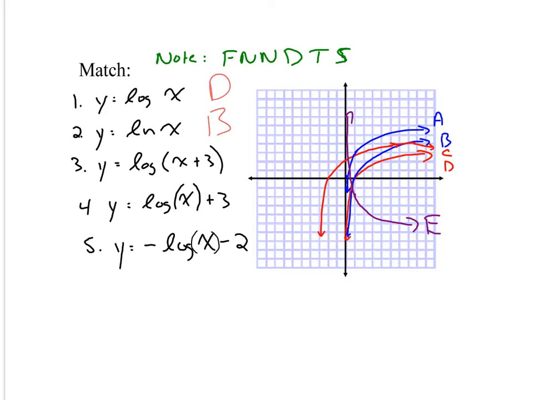Graph number 3 is the exact same thing as D, but it moves 3 places to the left. So notice that our asymptote in C is at -3, so this is C. Number 4 is the exact same graph as D as well, but it moves up 3 places, so that would be A. And 5 is upside down, and it goes down 2 places, so it is E.